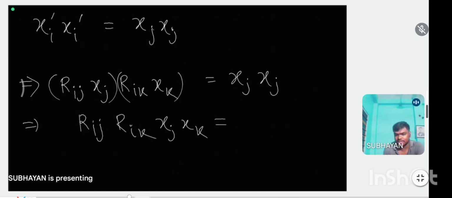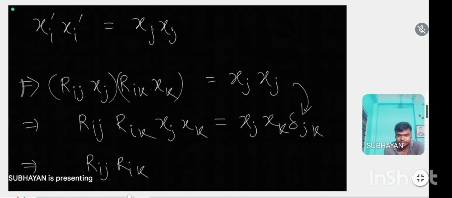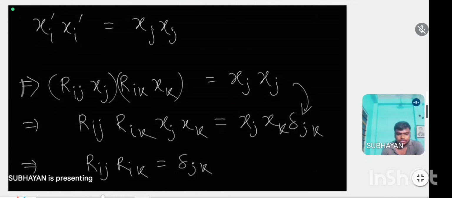You can split this dummy index using the Kronecker delta. This is xj xk into Kronecker delta jk, because there will be summation over k, and only the j equal to k value will contribute the 1, otherwise it will vanish. So these are the same thing: xj xk delta jk and xj xj are the same. Now you can compare this. Comparing, you will find Rij Rik equals Kronecker delta jk.